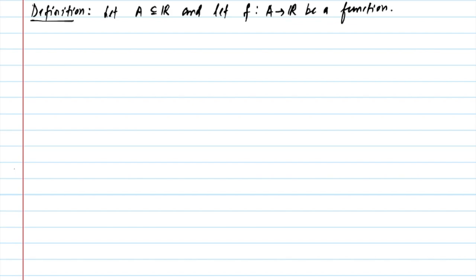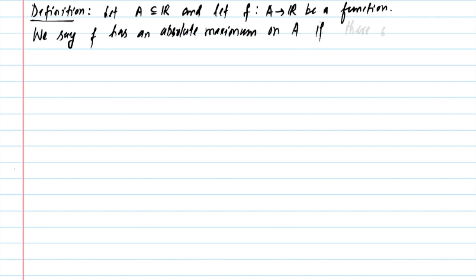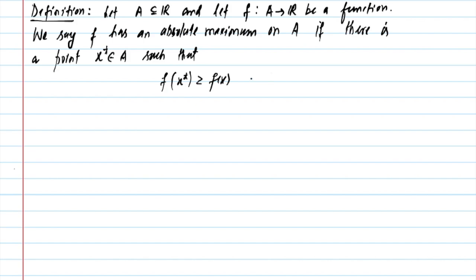So here let's take up the definition. Let A be a set contained in the set of real numbers, and let f from A to R be a function. We say f has an absolute maximum on A if there is a point x star in A such that f of x star is greater than or equal to f of x for all x belongs to A.